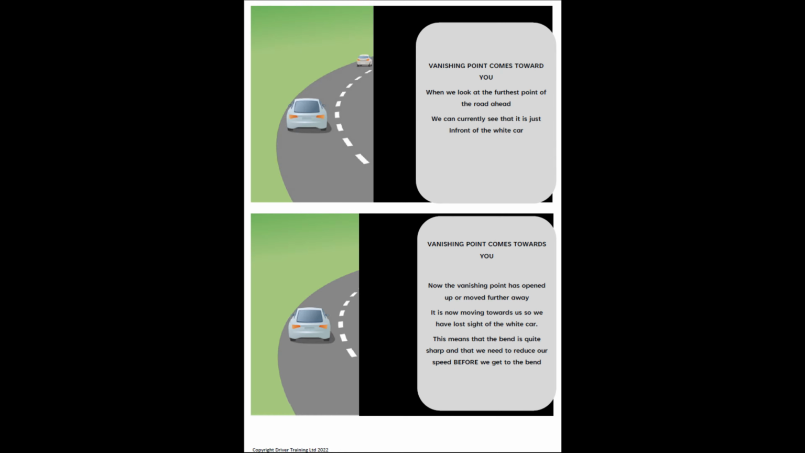However, in this example, the top picture, we can just about see that second car in front of us. And as we keep moving, that car disappears and no more of the road is visible. So that means we're going too quickly for the bend and need to slow down.